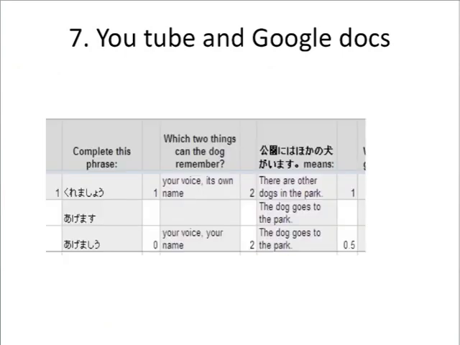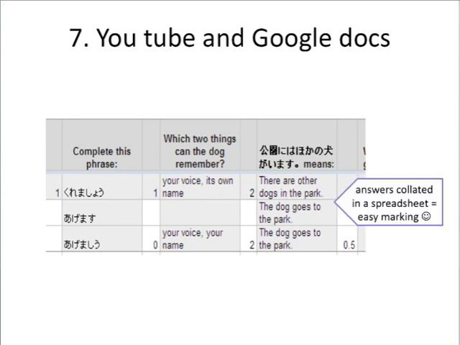When students click submit, their responses are collated for you in a Google Docs spreadsheet. Easy marking in one place. That was 7 ideas in 7 minutes.